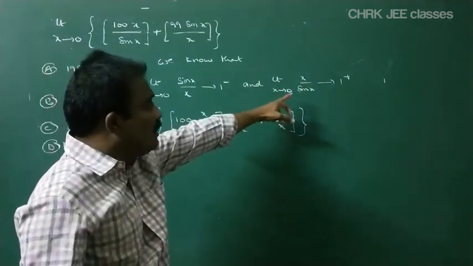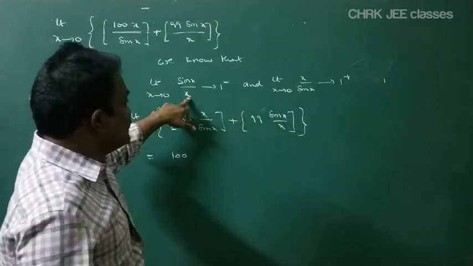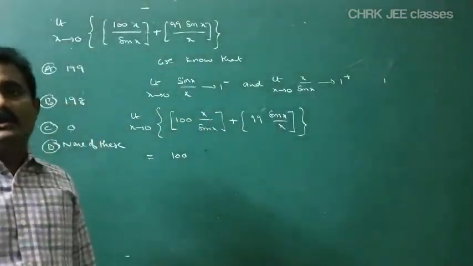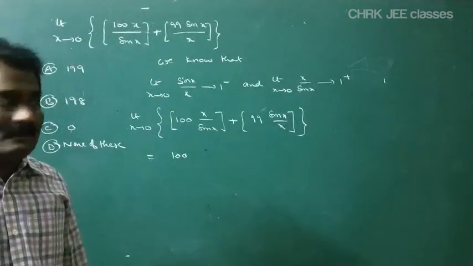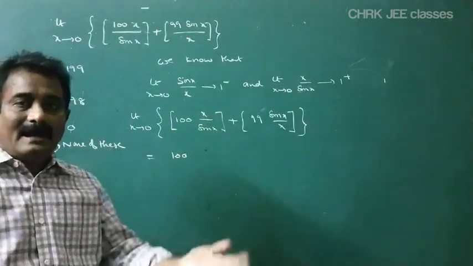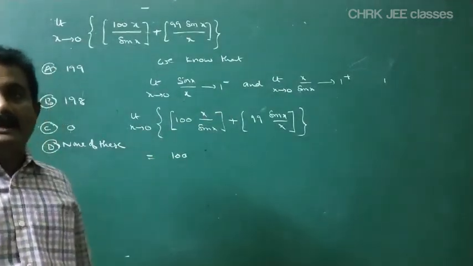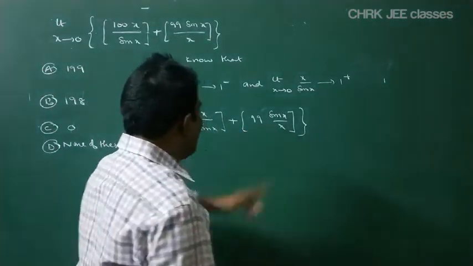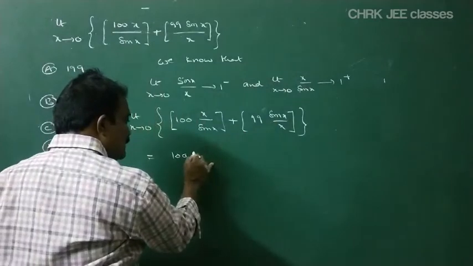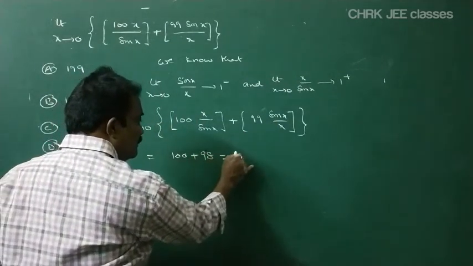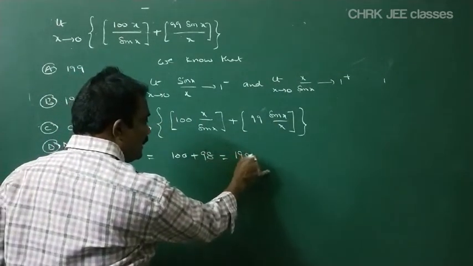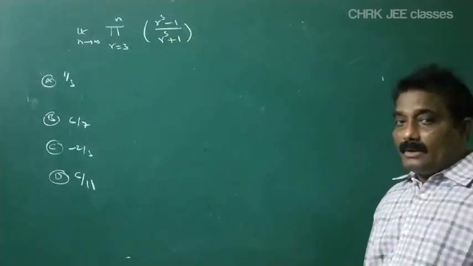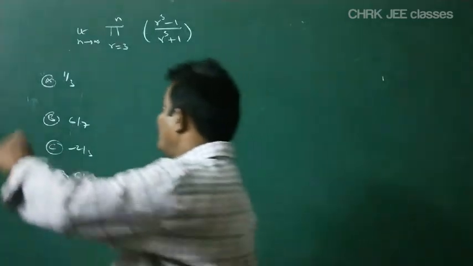limit x tends to 0, sin x by x tends to 1 minus. 1 minus is nothing but 0.9999 like that. By multiplying with 99, we are getting 98 point something. Integral part of 98 point something is nothing but 98. By adding these two, we are getting 198. Finally, the answer is 1. We are going into one more example.